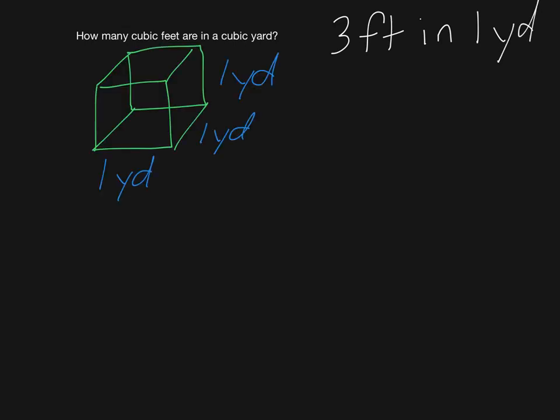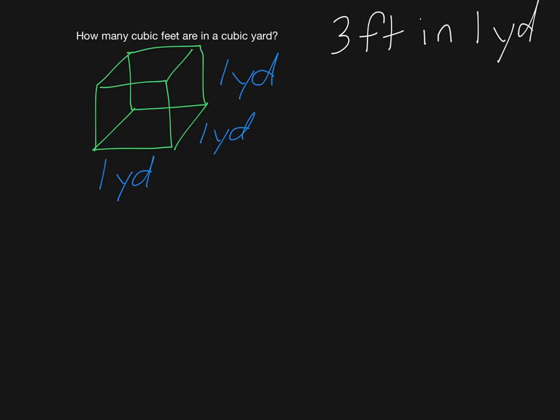My next problem begins with how many cubic feet are in a cubic yard. Now I know that there are 3 feet in 1 yard. That'll be a key piece of information to solve this question. Now you can see I drew my cube. Again, I feel that a picture is very helpful to understand what's going on. A cubic yard is a cube that is 1 yard by 1 yard by 1 yard.